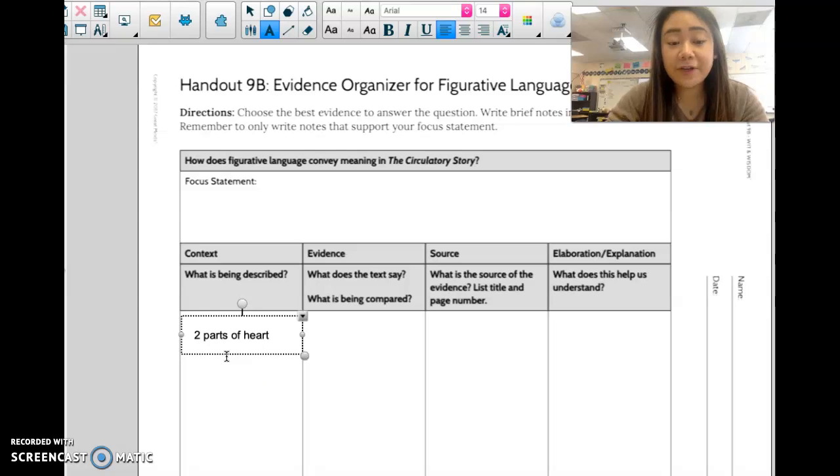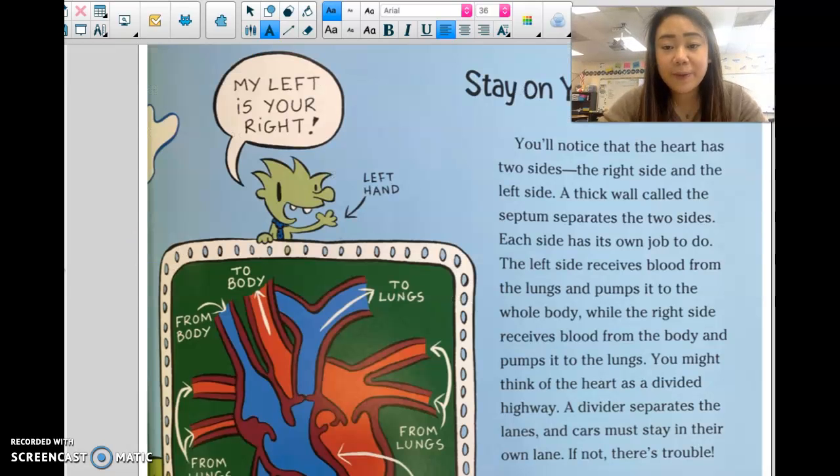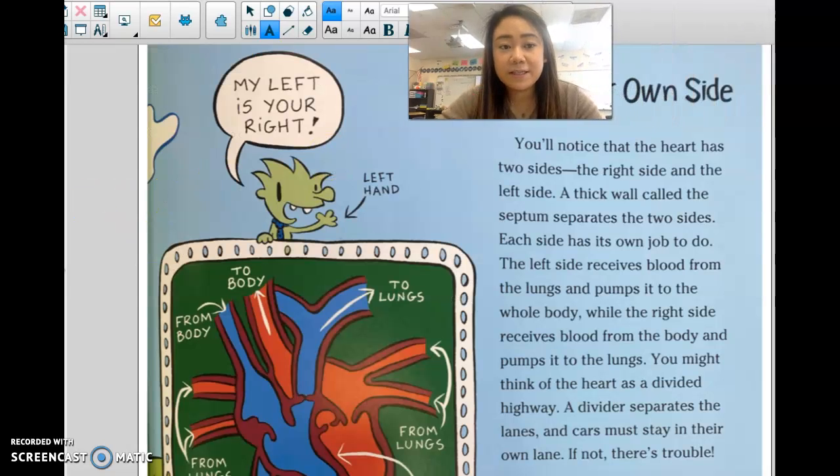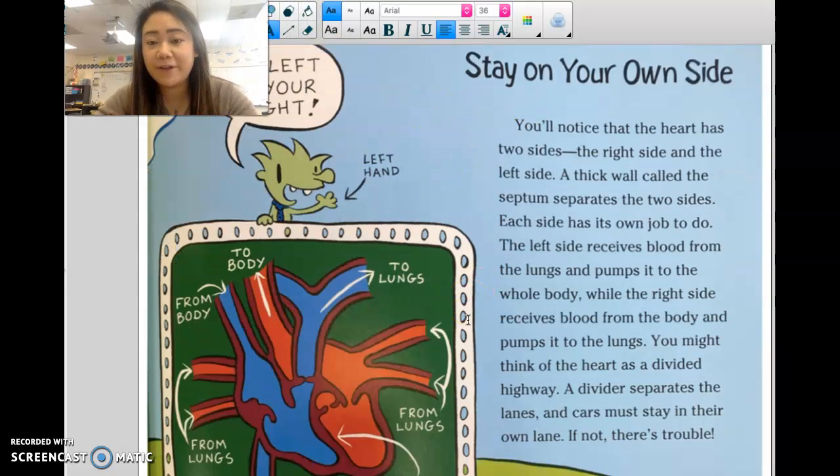That's what we're trying to figure out, what the author is comparing or using figurative language to help us understand, right? So on page 9 of the purple book, this is what it looks like. It's called Stay on Your Own Side. So listen to me read and follow along.